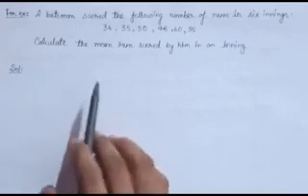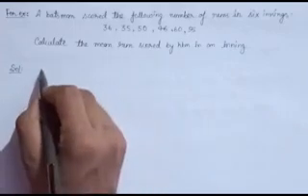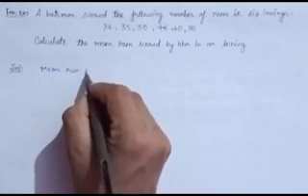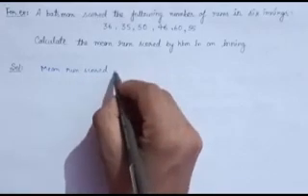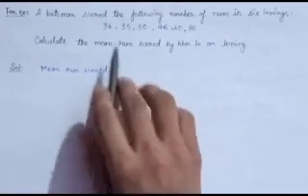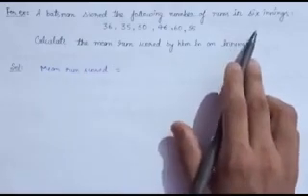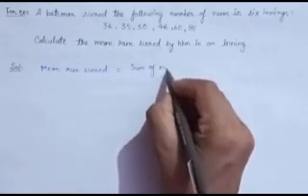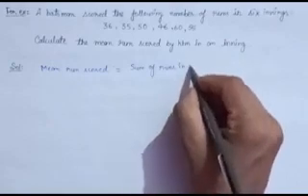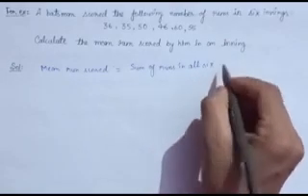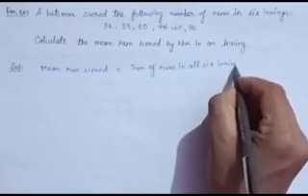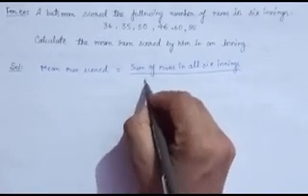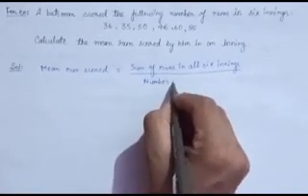So here we can say that the mean run scored is equal to the sum of the runs in all 6 innings divided by the number of innings.